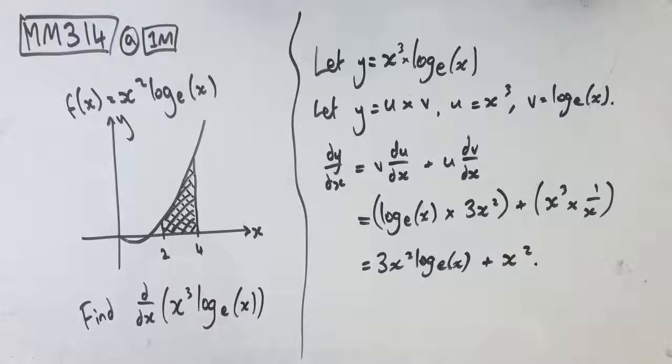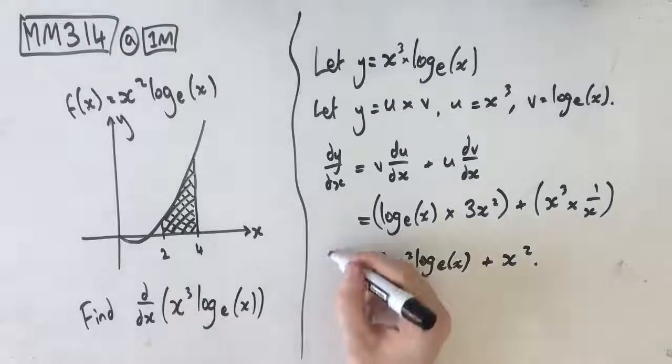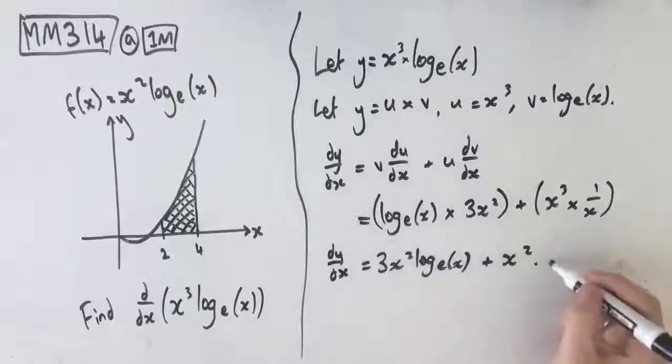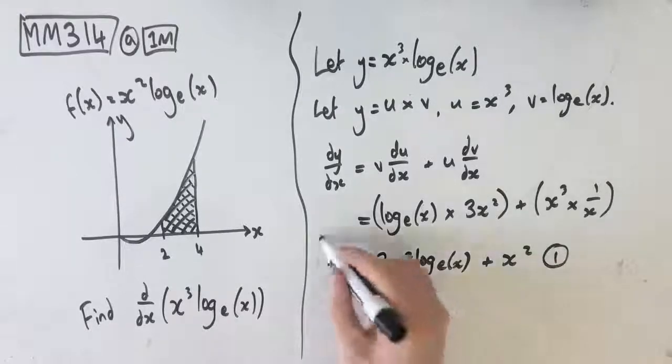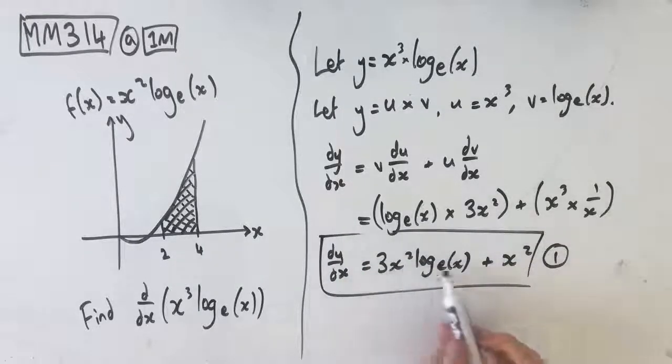Awesome. Now, that's it. So dy dx is equal to that. That's our first and only mark for this question. So that's our final answer, 3x squared log e of x plus x squared. That's it. Let's move on to part B.